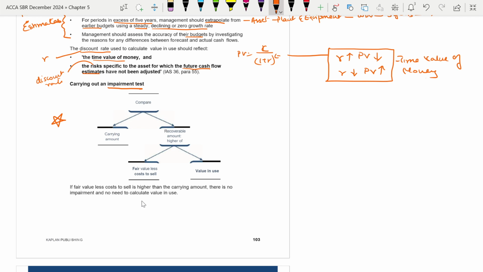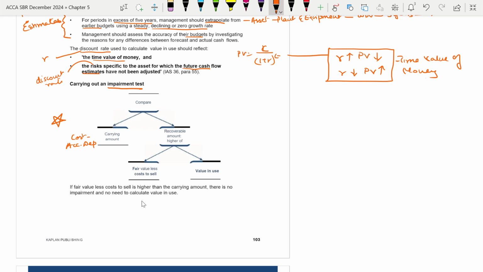How are we going to calculate impairment? You have to compare the carrying amount with the recoverable amount. Carrying amount is nothing but cost minus accumulated depreciation. Recoverable amount is how much you are going to recover. It is nothing but fair value less cost to sell, that is, any selling cost or brokerage cost.